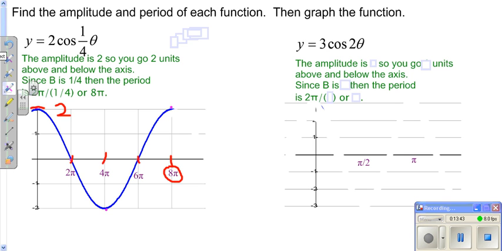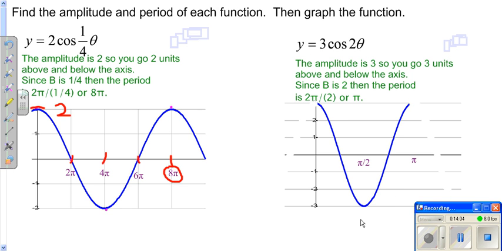So now I want to do that for the next one over here. My amplitude is going to be 3, because that's the number in front, so I know I'll go 3 above and 3 below. My b is a 2, so I know my period will be 2 pi over 2, or just pi. So I have to go pi units horizontally, so we'll draw the basic cosine graph, and then we'll put in our tick marks.